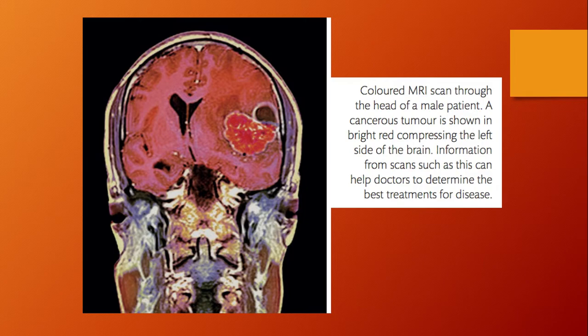So here we have an example of an MRI scan. This is the head of a male patient, which shows a bright red spot, and this is a cancerous tumor. The use of MRI allows doctors to look at the body to then determine the best treatment for disease. Without the MRI, we might not be able to see this tumor.